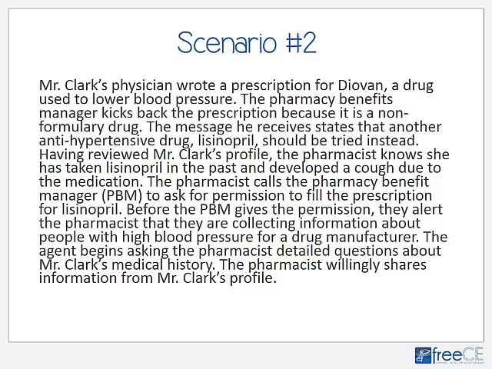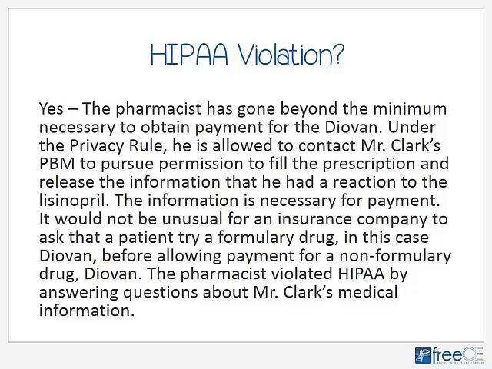The pharmacist calls the PBM to ask for permission to fill the prescription for the Diavan. But the pharmacy benefits manager says that before they can get permission, they alert the pharmacist that they are collecting information about people with high blood pressure for a drug manufacturer. The agent begins asking the pharmacist detailed questions about Mr. Clark's medical history. The pharmacist willingly shares information from Mr. Clark's profile. So is this a HIPAA violation?